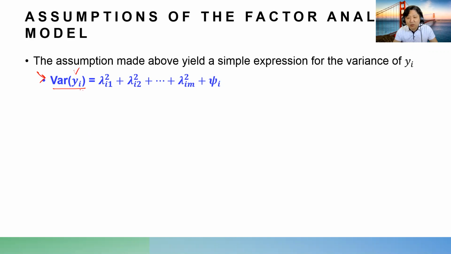So the variance of y is a linear combination of each coefficient squared, the sum of squares of each factor loading. This is the coefficient, like a regression coefficient. Each coefficient, if you square it, and then this is what? This is error variance, residual variance.